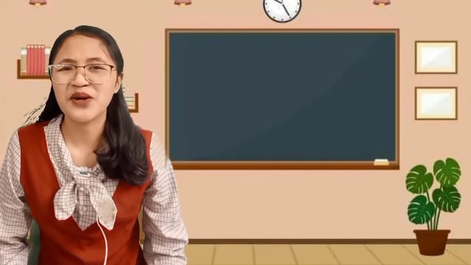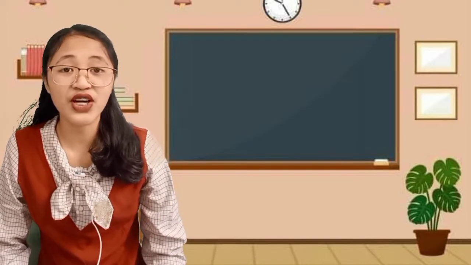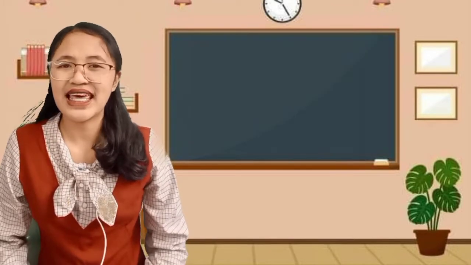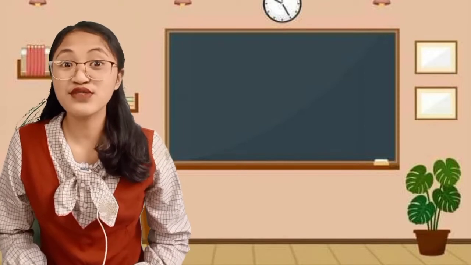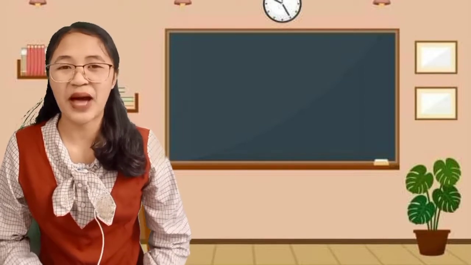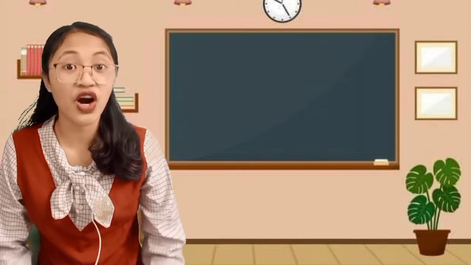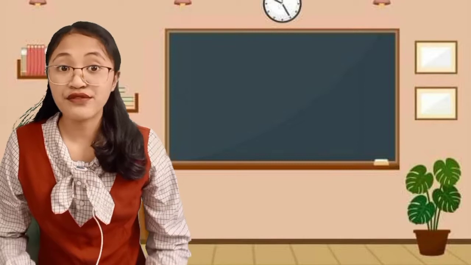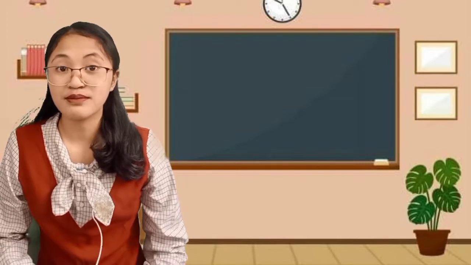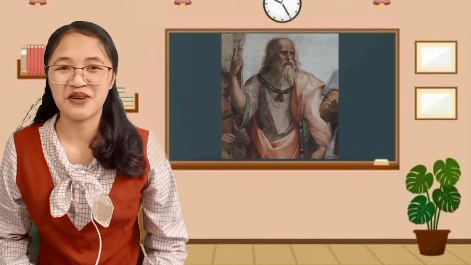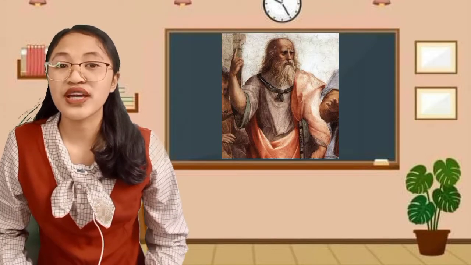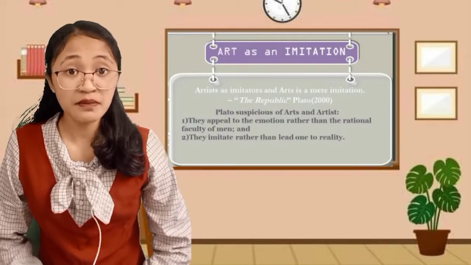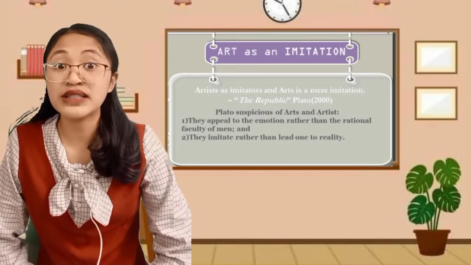Now let us talk about the first philosophical perspective of art, which is art as an imitation. But before we dig in, let us first acknowledge the first philosopher that we are going to talk about in this particular perspective of art. He is one of the world's best-known philosophers and the founder of the Platonist school of thought. It is no other than Plato. One of his famous works is The Republic. In that book, Plato illustrates artists as imitators and art as a mere imitation.